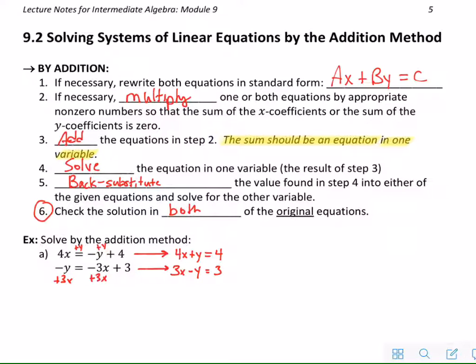So now that I've got this down here in standard form, we're looking for whether or not we can add them up and cancel out a variable, and if we can't, what can we multiply by so we can. Now in this case, what do you notice about the y's? They already cancel, okay? So all you got to do is jump to step 3 and add them up. 4x plus 3x, 4 plus 3, divide both sides by 7, x is equal to 1.